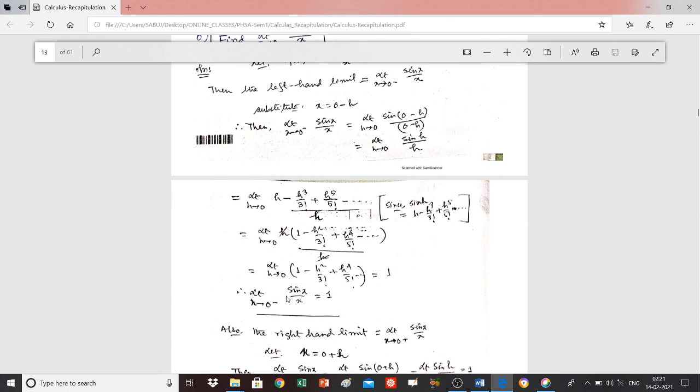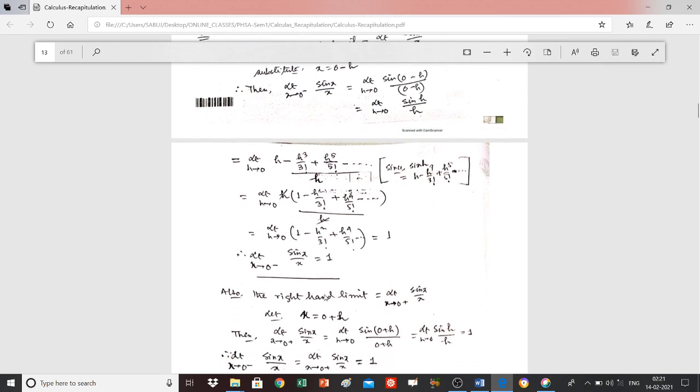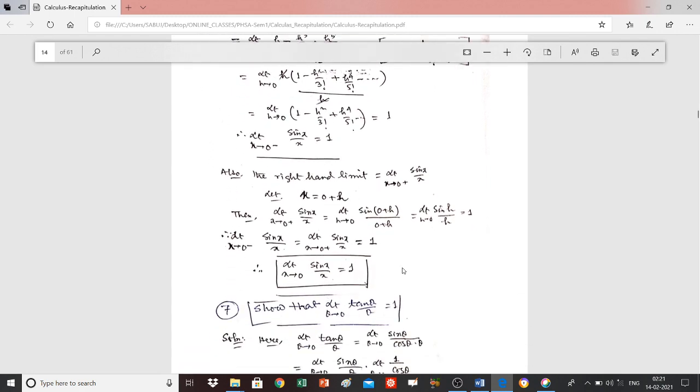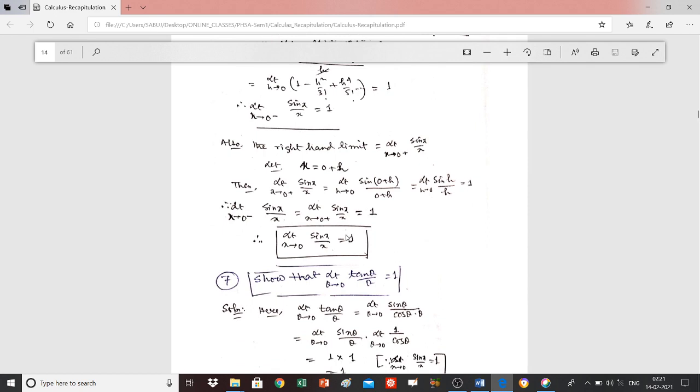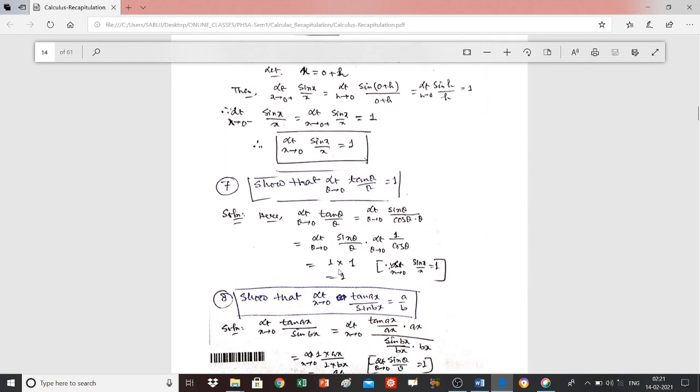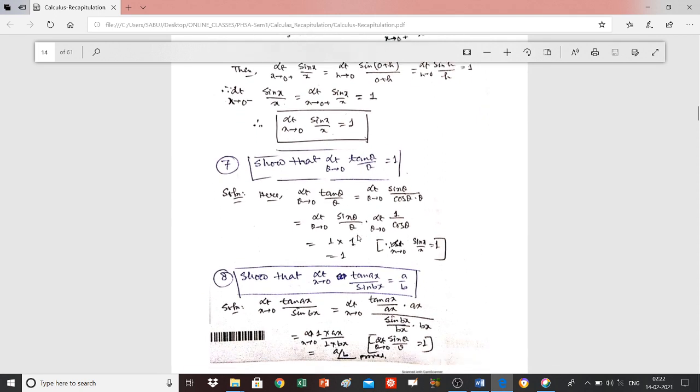So since the left and right hand limits are equal, this limit exists and the value of the limit is 1. That is also done here. So the limit of sine x by x as x tends to 0 is equal to 1. Now another one is, show that limit theta tends to 0, tan theta by theta is equal to 1. It is not very difficult to prove it, just do it yourself.